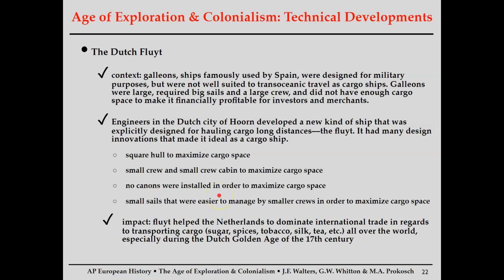So one more thing I probably should note, put a little star on the impact here. This kind of gets into the mid-17th century, where the Dutch are going to be one of the wealthiest countries on earth. They have their own golden age in about the 1650s to the late 1600s. And the reason is because they had this ship that allowed them to really focus on wealth extraction.